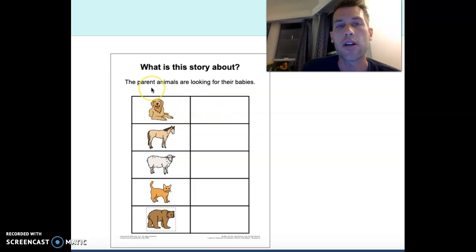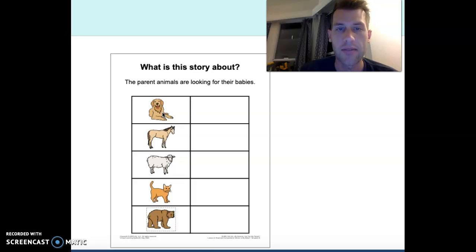We're going to be doing some matching from the adult animals to the baby animals in the book, Where is My Baby? So let's read what the instructions are and then try our best. What is this story about? The parent animals are looking for their babies. Let's help them out. What animal is this?